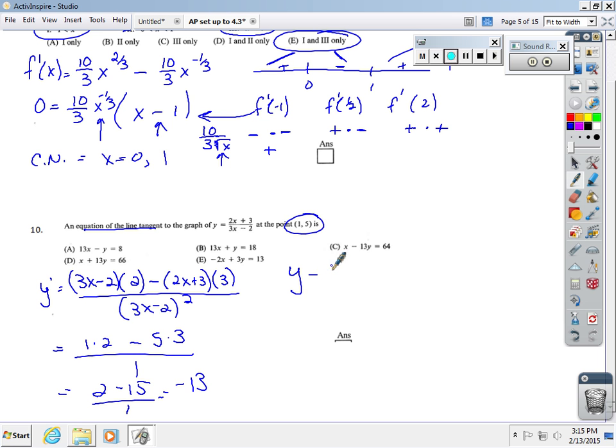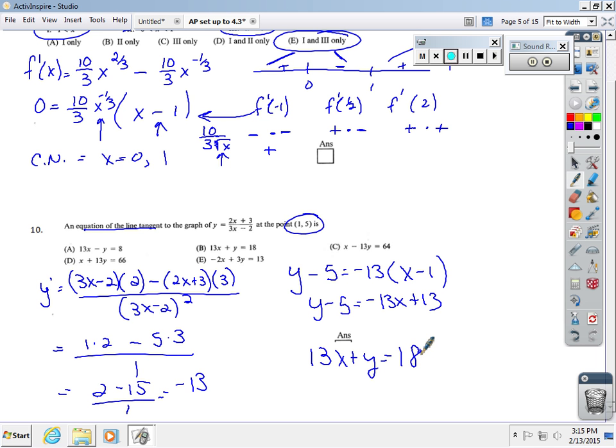So y minus 5 equals negative 13 times the quantity of x minus 1. Y minus 5 equals negative 13x plus 13. Move the 5 over. Y equals negative, oh, they want it in standard form, so backtrack a little bit here. Standard form will move it the other way, so it'd be 13x plus y equals 18, which is answer B. And this one was answer E. Okay, next two.